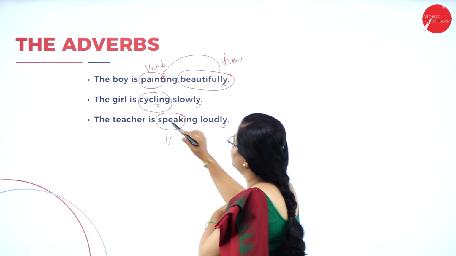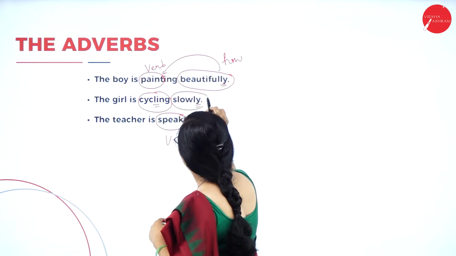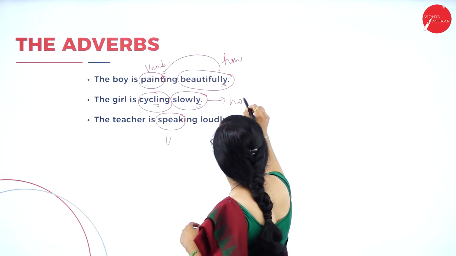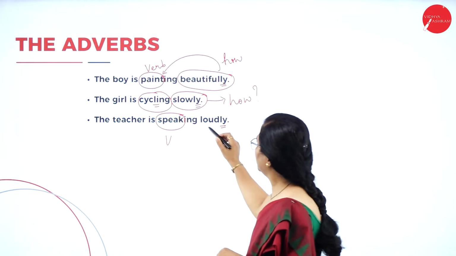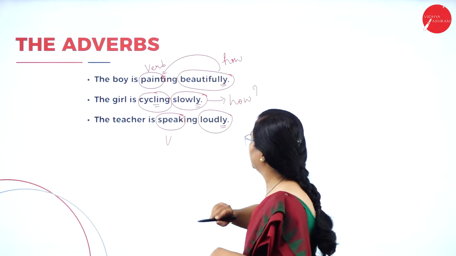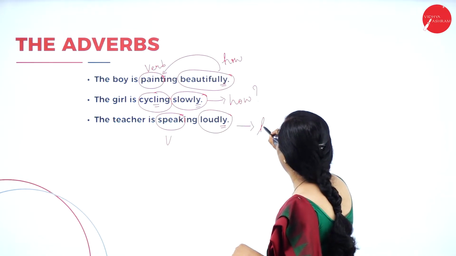So here the girl is cycling slowly. How is she cycling? The manner in which she is cycling, isn't it? So here also, how is the teacher speaking? The teacher is speaking loudly.